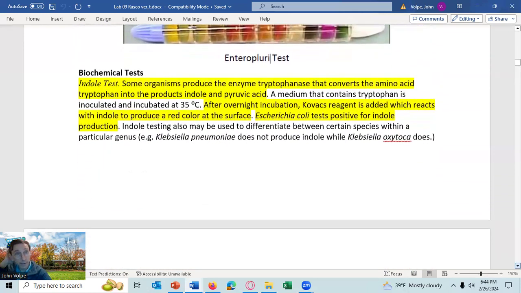All right, the first test we're going to talk about is the indole test. Some organisms produce the enzyme tryptophanase that converts the amino acid tryptophan into the products of indole and pyruvic acid. You have overnight incubation, and then you add Kovacs reagent to the tube. Kovacs reagent reacts with indole to produce a red color at the surface. E. coli tests positive for indole, and Klebsiella pneumoniae does not produce indole.